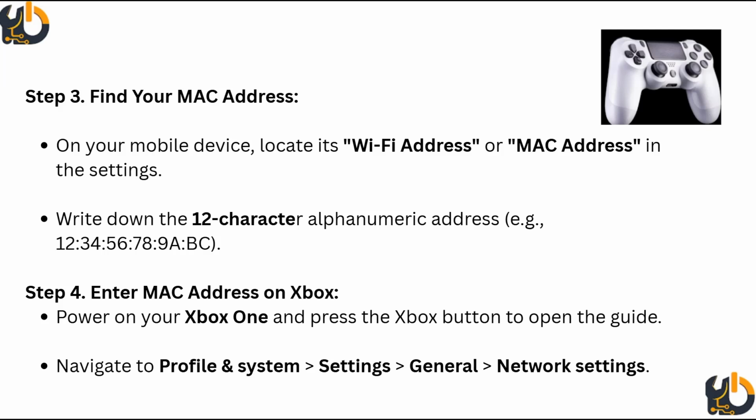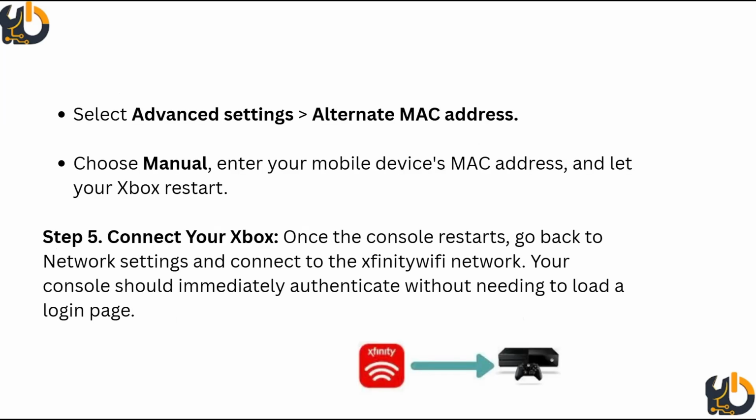Step 4. Enter MAC address on Xbox. Then power on your Xbox One and press the Xbox button to open the guide menu. In the guide menu, navigate to Profile and System. Then go to Settings, in it find General, and then tap on Network Settings. Now select Advanced Settings and tap on Alternate MAC address. In it choose Manual and enter your mobile device's MAC address and let your Xbox restart.